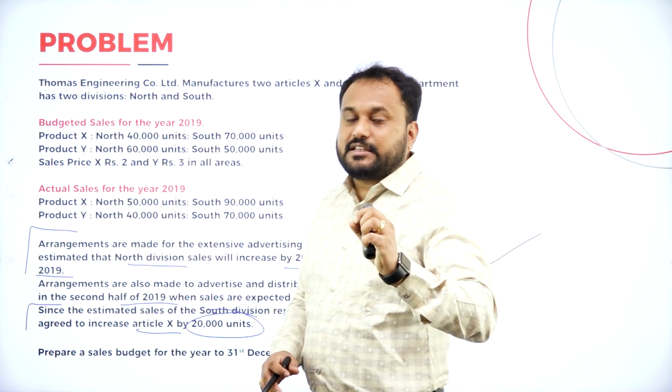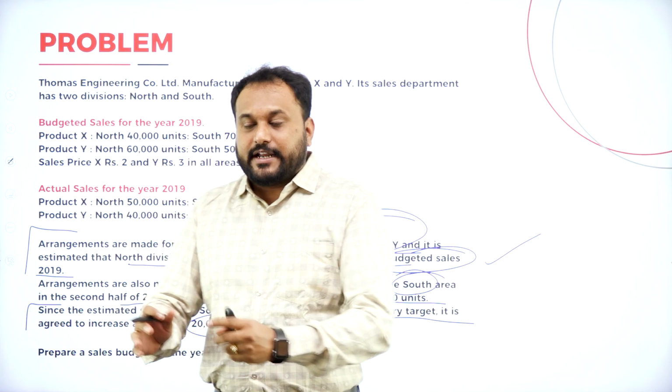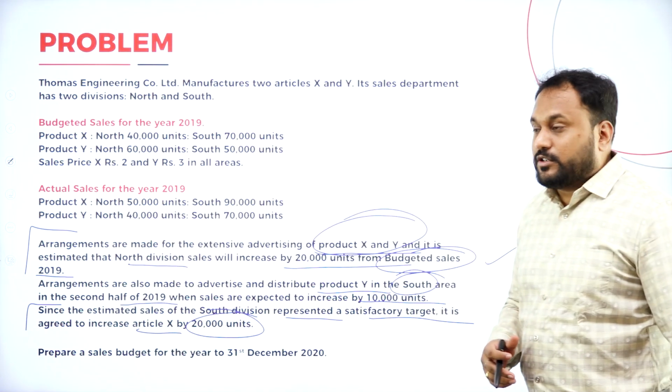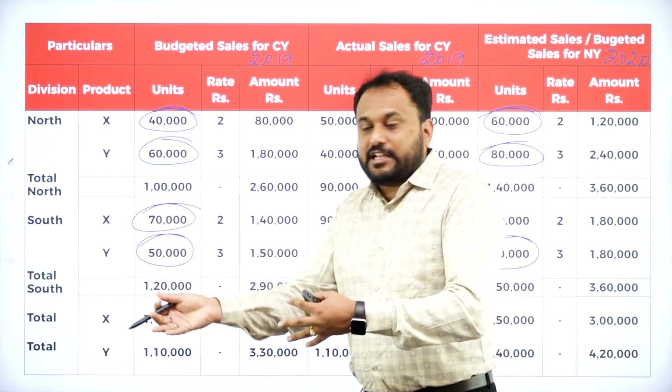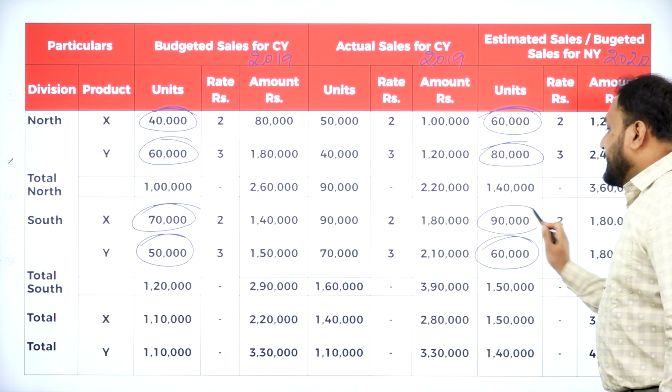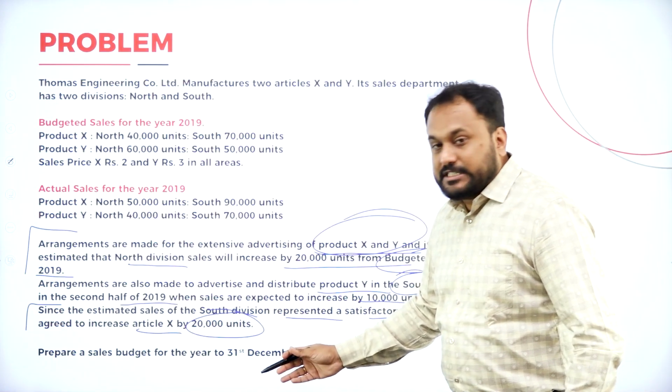When they don't give anything about where it will increase or decrease, you should only go with budgeted. So they want to increase it by 20,000. It was 70,000. Add 20,000 to it, how much will it become? 90,000. Done. After that, there are no adjustments.